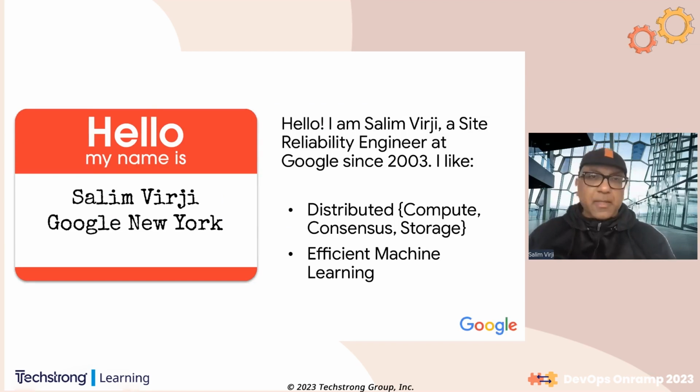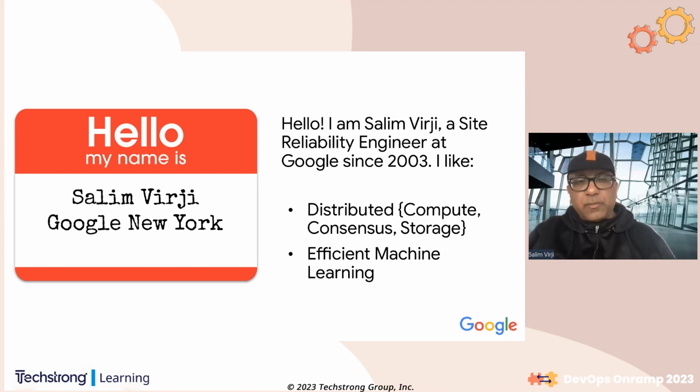Briefly about me, I'm Salim Virji. I'm a site reliability engineer at Google, where over the last 2 decades, I've enjoyed building distributed systems for compute, consensus, and storage, and systems for efficient machine learning. And the efficient machine learning is not about algorithms, compilers, or other tools. It's about how to build efficient production environments for machine learning, which is famously a very resource-intensive part of computing.